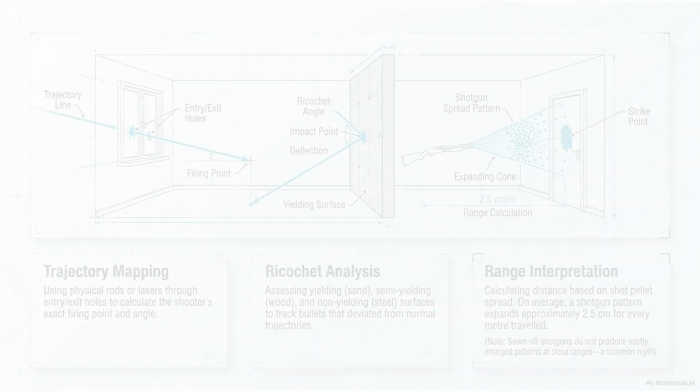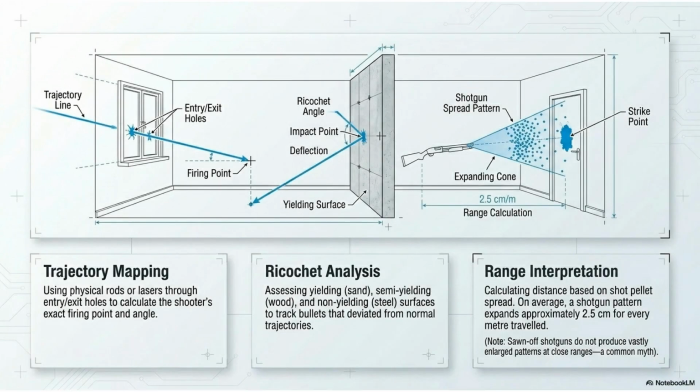Forensic reconstruction involves trajectory mapping using physical rods or lasers. Ricochet analysis tracks bullets deviating from normal trajectories. Range interpretation uses the spread pattern of shotgun pellets.